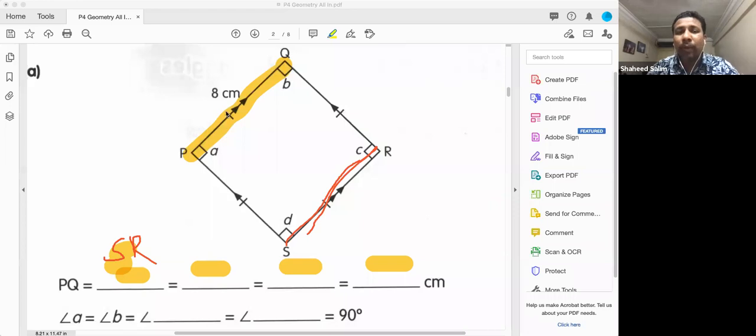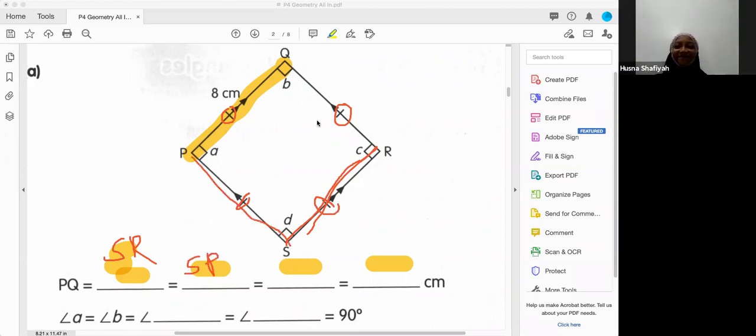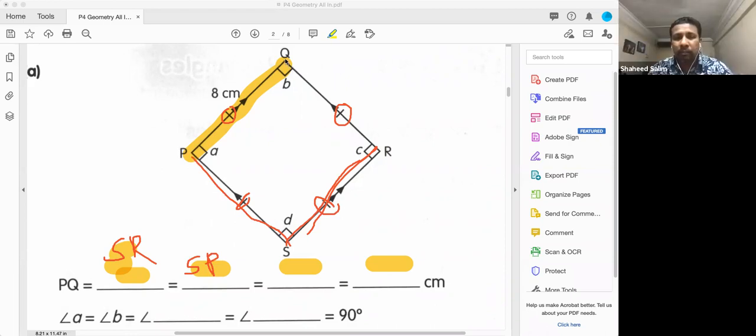This one, this is square. You see, they show like that, it means all of them are the same. These are marked like that. All of them are the same. So what else? Down here also, this one, PS or SP. Then this one, down here, QR.